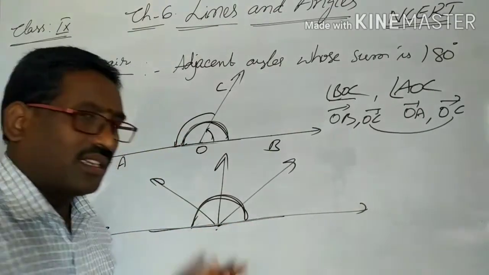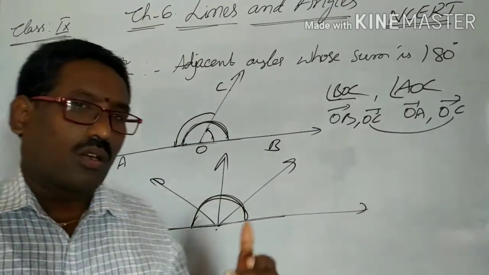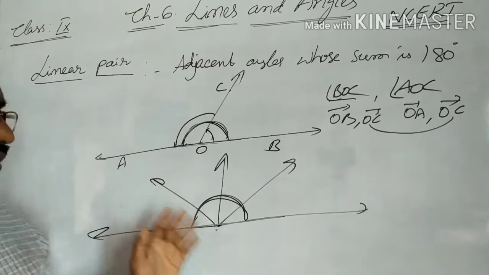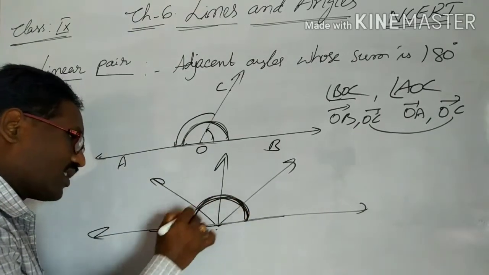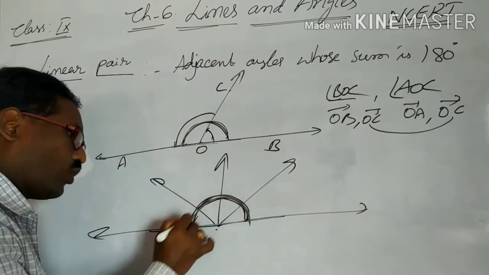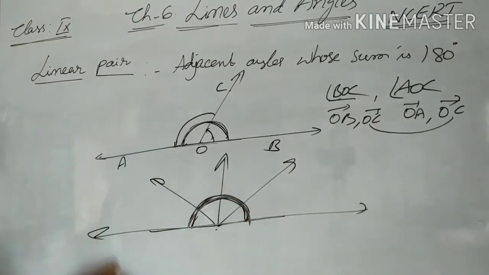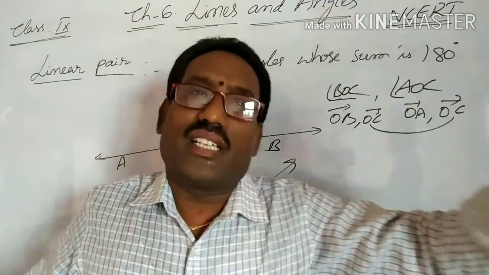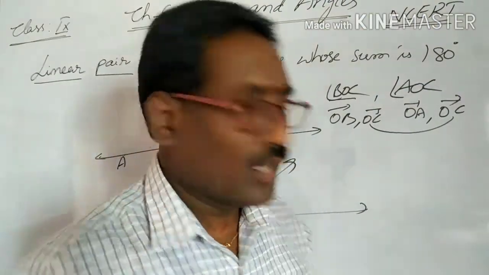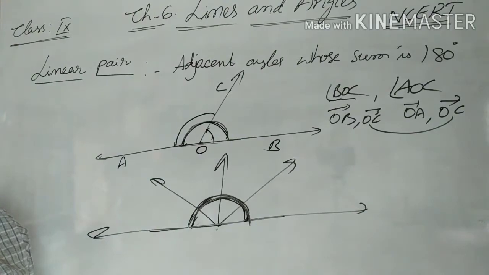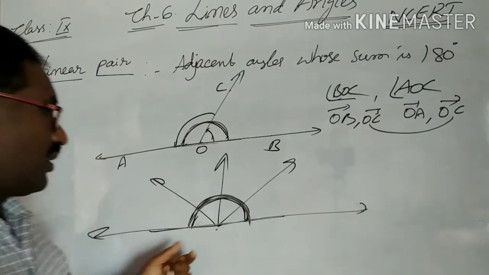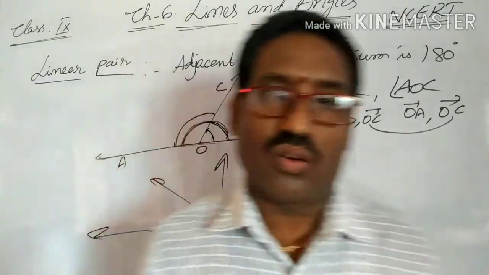On this straight line, not only two angles, more than two angles are also formed here, many angles. This is a straight line. A straight angle is equal to 180 degrees. The sum of all these angles is equal to 180 degrees. This is the most important. The linear pair concept is very, very important. Here every problem we will use this one.